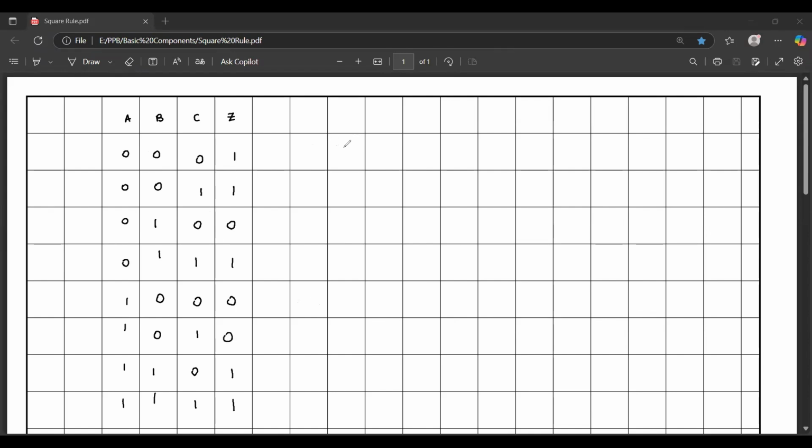So this is the truth table that is given to us. First of all, we have to identify the max terms. So this is a max term, this is a max term, and this is a max term. Now we have to write down the max terms.